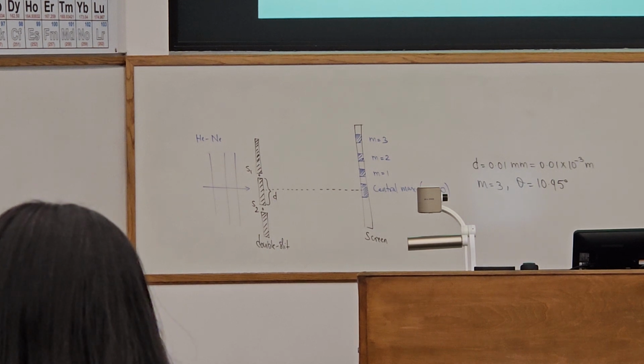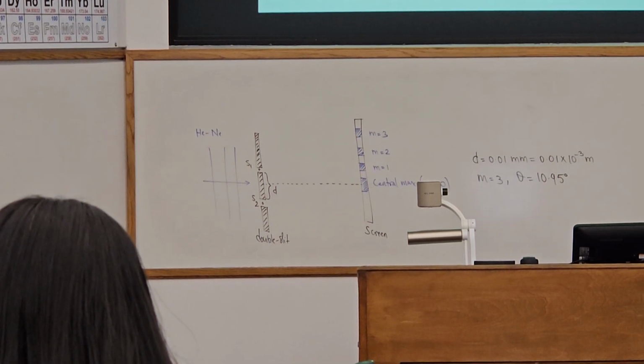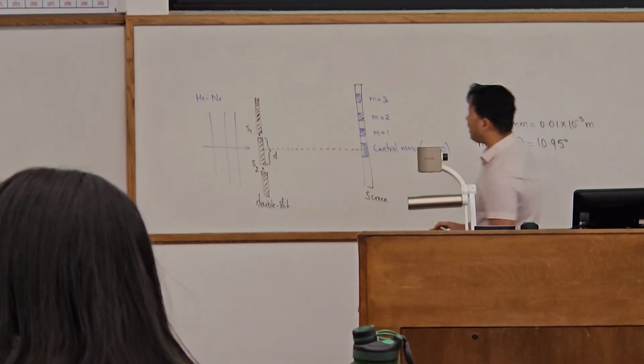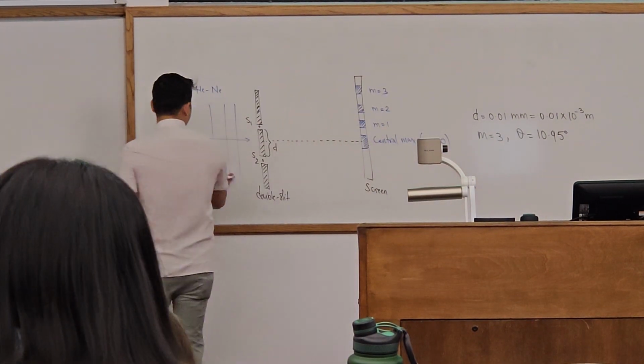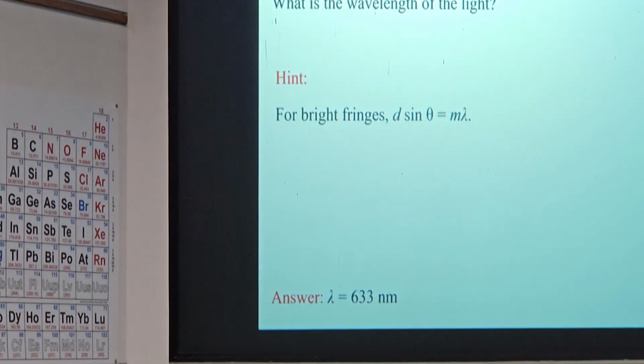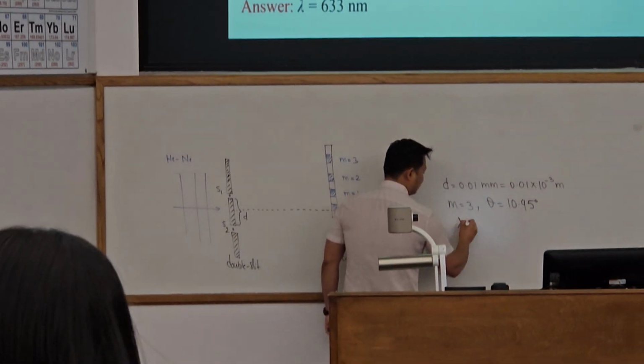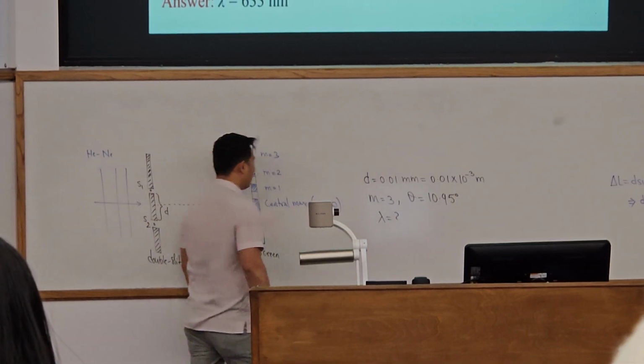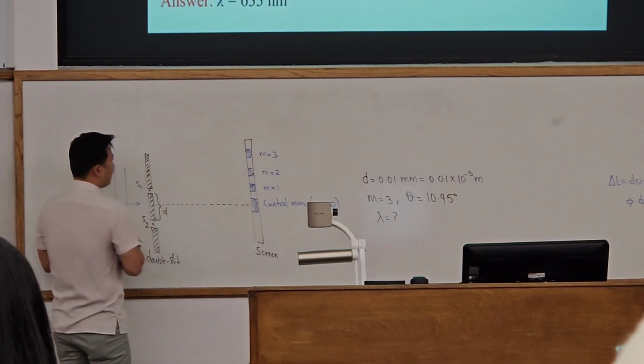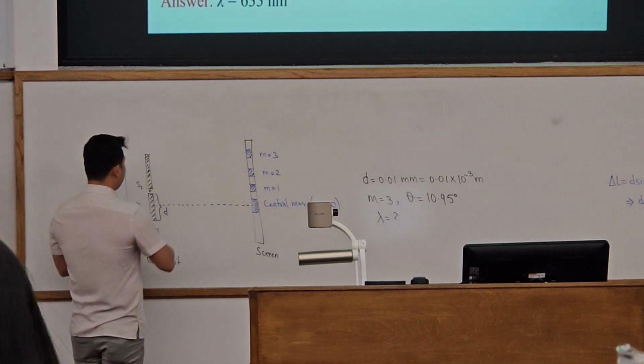So 10.95 relates to the incident beam. What is the wavelength of light? So basically, you have to find the wavelength of this light. Okay, and you want to draw the diagram. I'm going to draw the diagram.